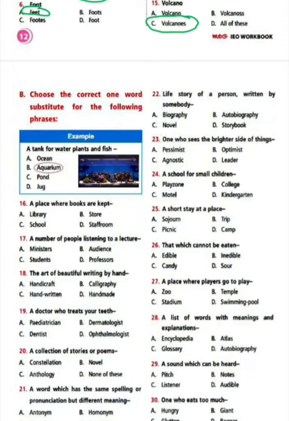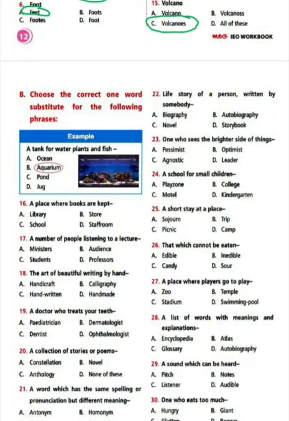Like in the example, a tank for water plants and fish. So this is the meaning, and then there are four options: ocean, aquarium, pond, jug. Out of those four you have to choose the correct answer. So ocean, not possible, it's a water body. Pond also not possible, and jug is very small, it is not a tank. So your answer will be aquarium. So like that we have to solve.